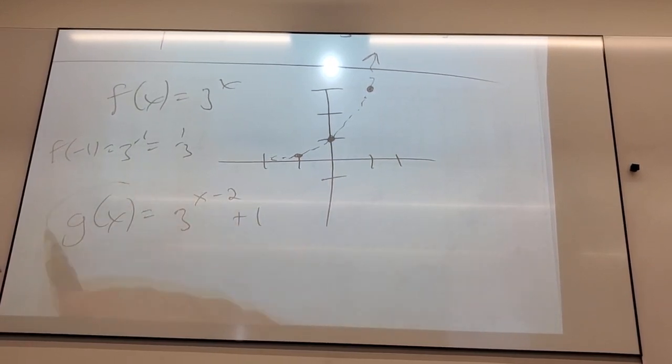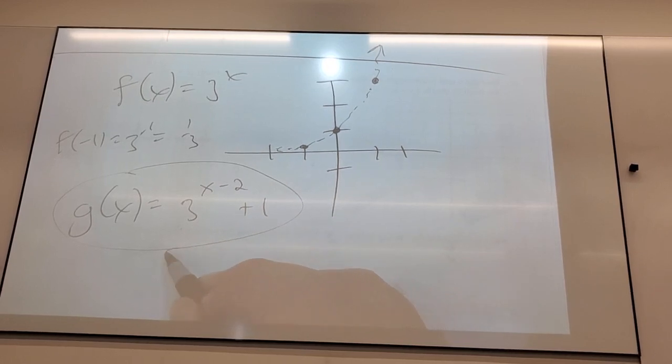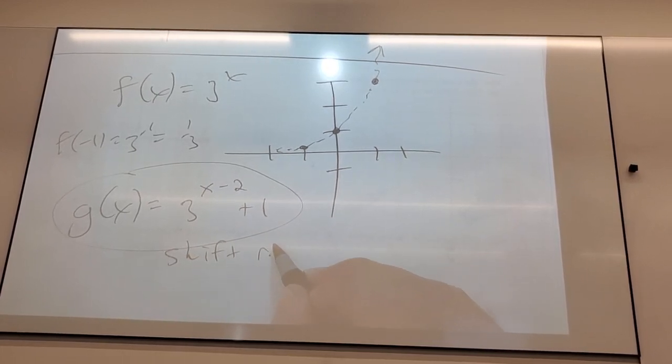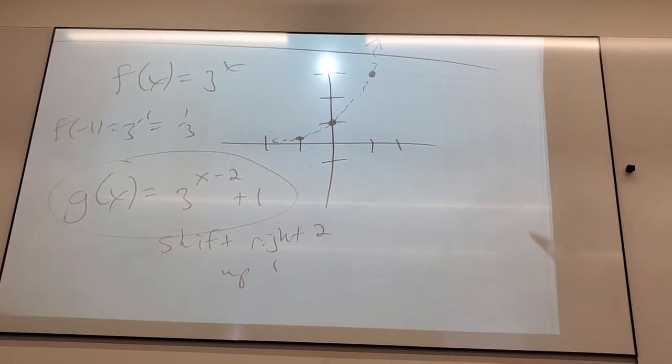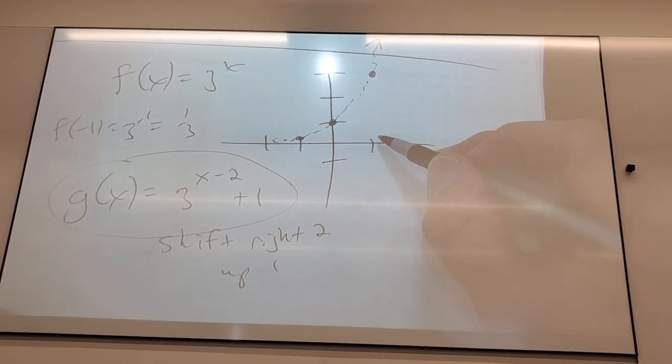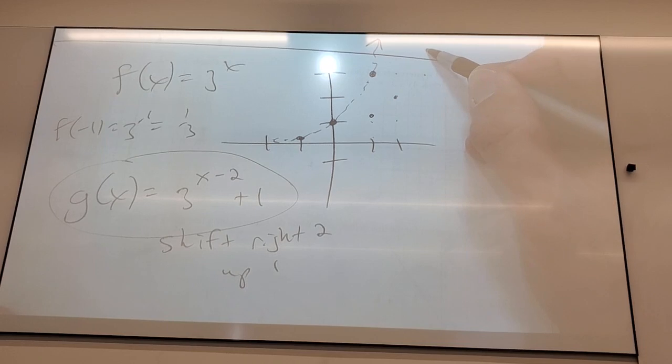How would I do this? What are the shifts? Right 2, up 1. So we'll take this point, right 2, up 1. It would take this point, right 2, up 1.